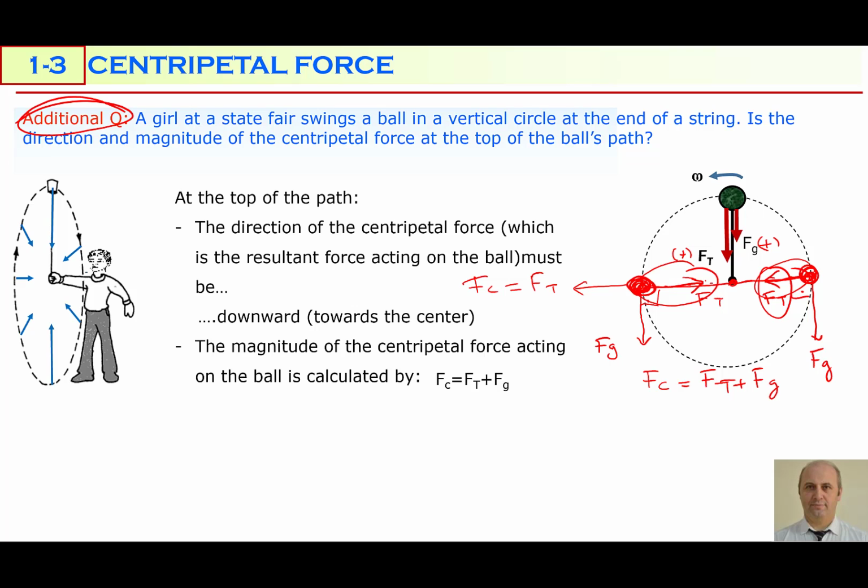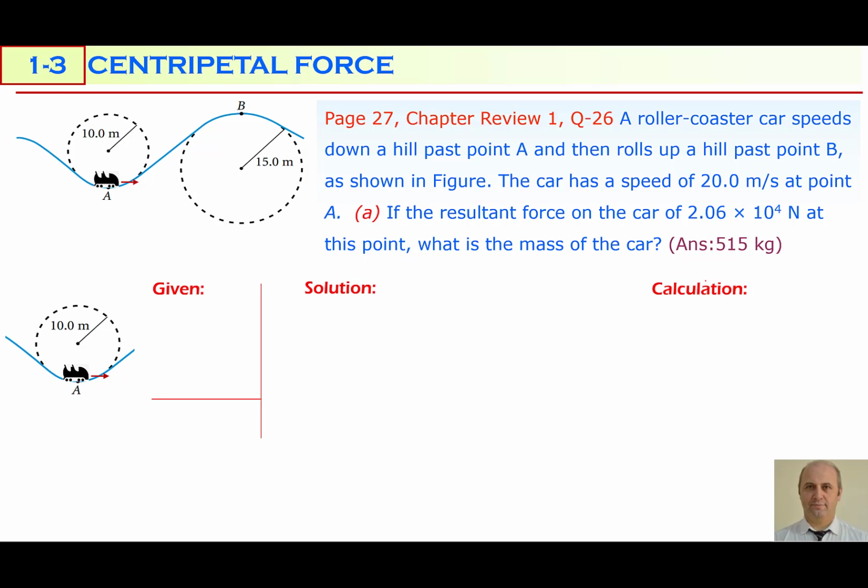So let's solve one of the chapter questions. It's about the roller coaster car. Again, roller coaster. This is an example of a vertical circle. A roller coaster car speeds down a hill past point A and then rolls up the hill past point B as shown in the figure. This figure is given in the book, just exactly like this.